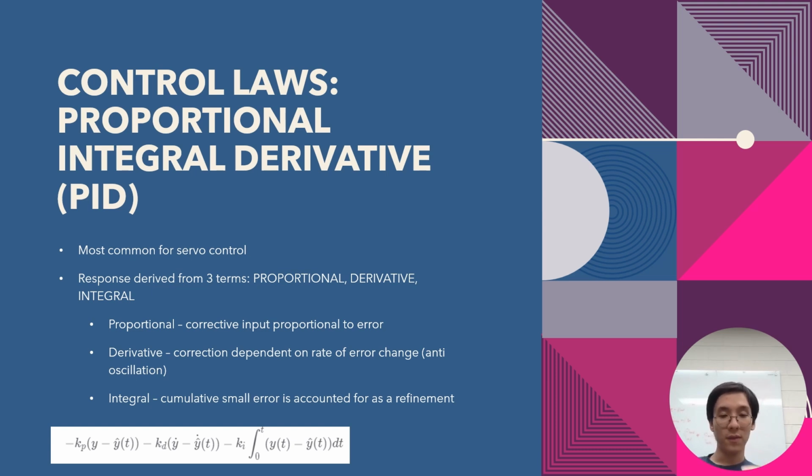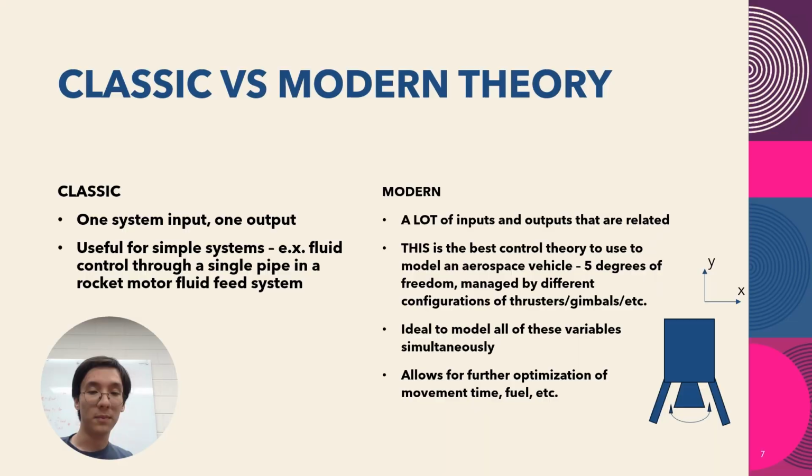The derivative term is added to that if the proportional term isn't good enough on its own. Say you have a system that's not as well damped, like a launch vehicle, and it's a little bit twitchy. If you have only proportional control, it'll wobble around and oscillate. The derivative tunes that output so it's dependent on the rate of change of the error, which gets rid of the oscillation. And if those two aren't good enough by themselves, the integral term is added to account for cumulative small error, and basically adds an extra refinement.